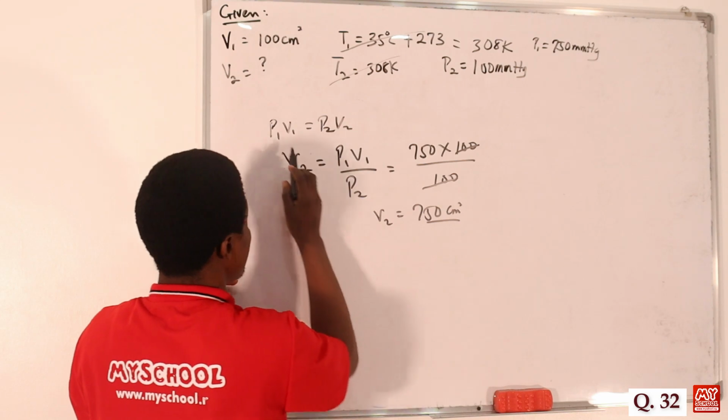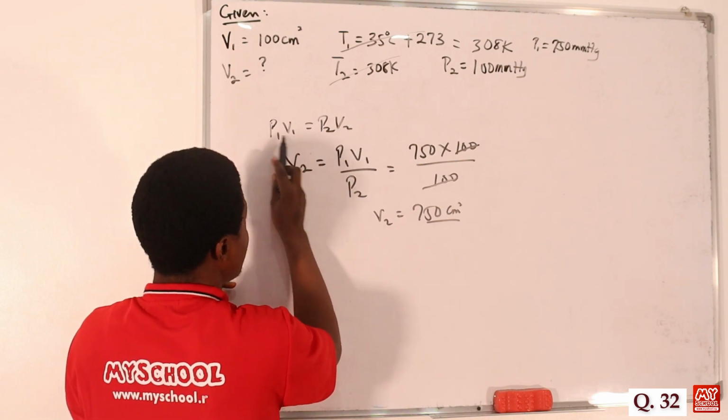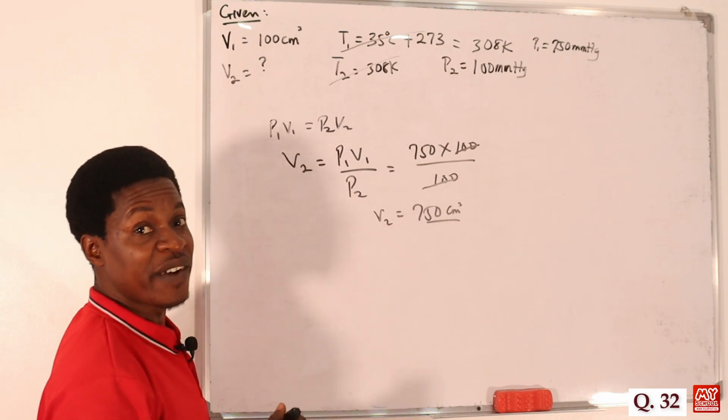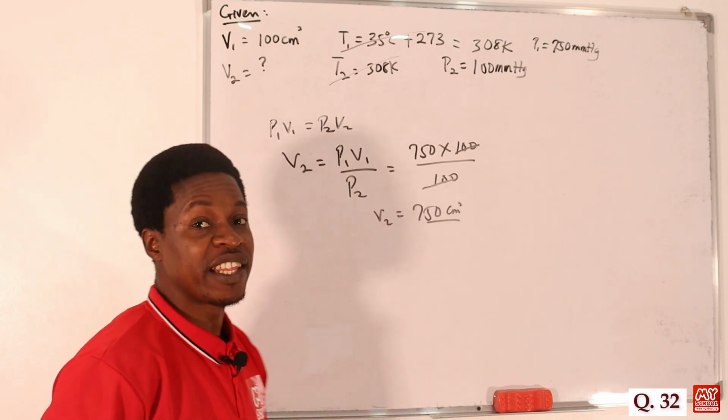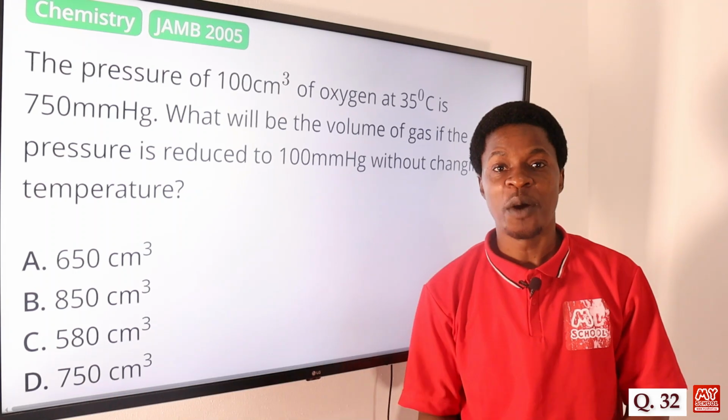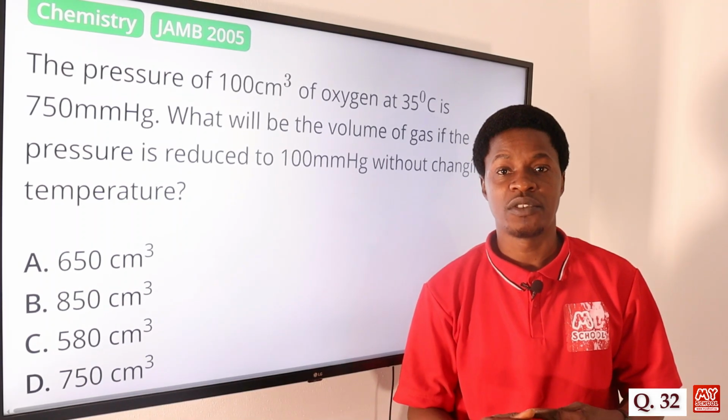So you can see when V1 was 100, P1 was 750. Now P2 was 100, V2 will be 750. Inversely proportional. So let's look at the options we have on the screen. 750 cm cube. Option D happens to be there. So the correct answer here is option D, 750 cm cube.